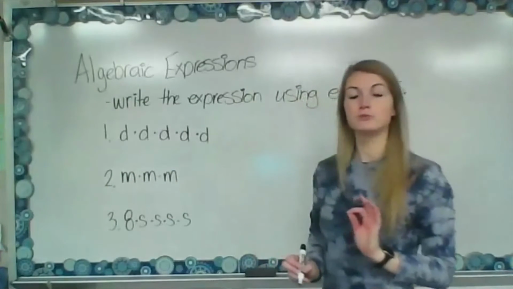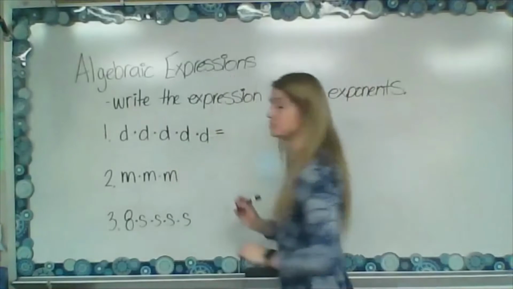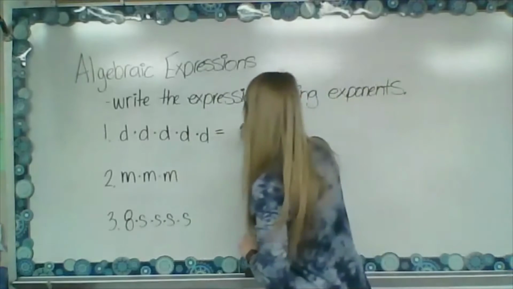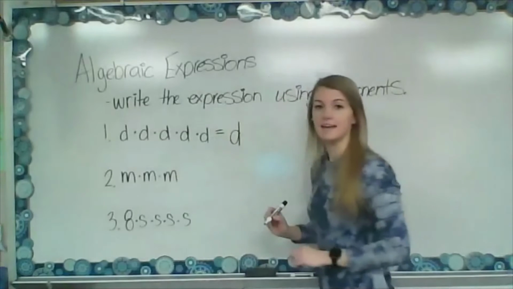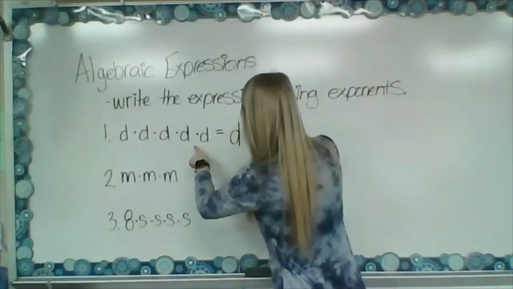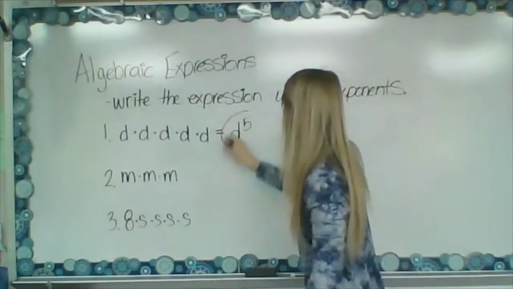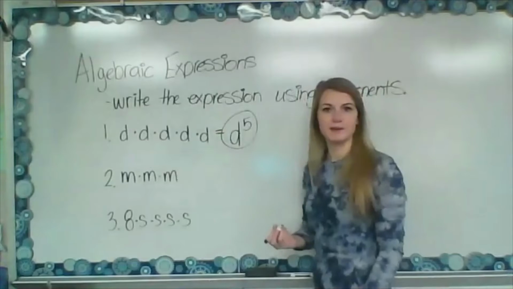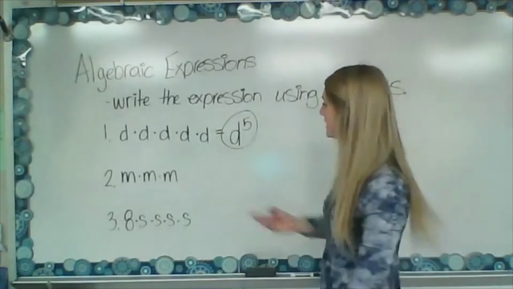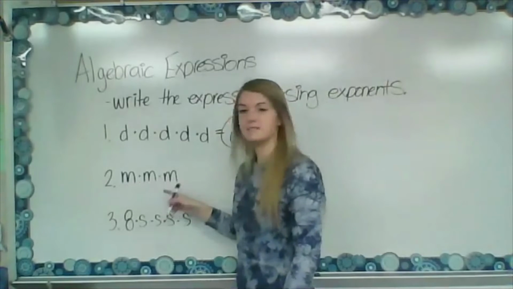So if I was going to write this expression using exponents, the easiest way to do it would just be writing d, remember I have to keep it lowercase, d to the power of, how many are there? 5. And that's it, that'd be your answer. We would circle that, call it good, or type it in if you're doing big ideas, right? Okay, next one, number 2. We have m times m times m.